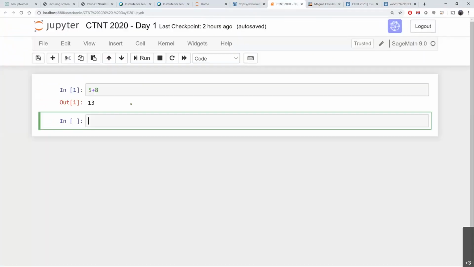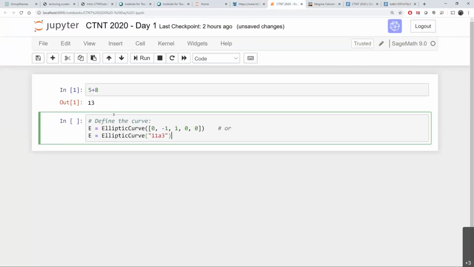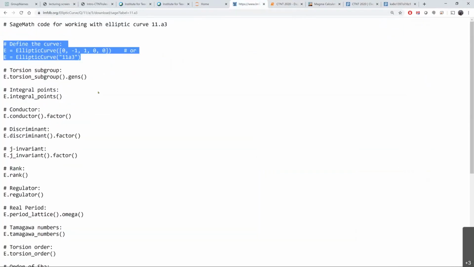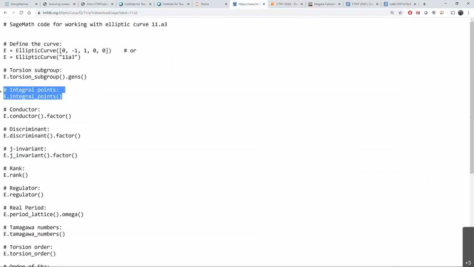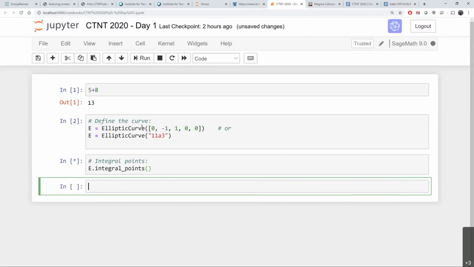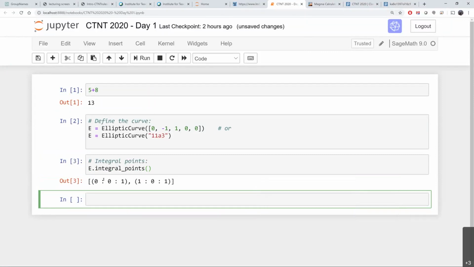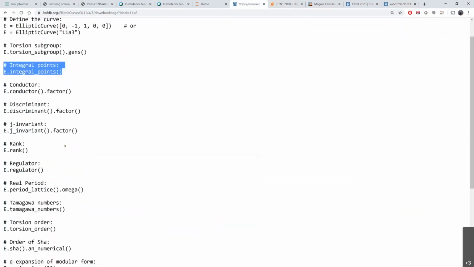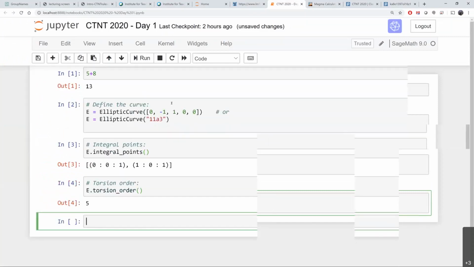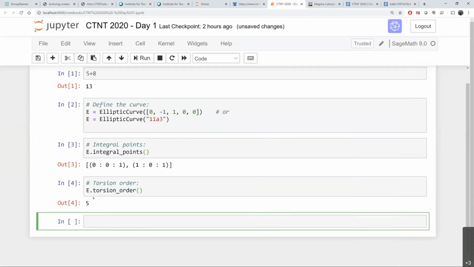Okay, in Sage, I can define the curves, shift enter to define the curve, and then I can find, for example, what integral points there are on this elliptic curve, and it will compute the integral points. So there's only two, (0, 0) and (1, 0), as integral points. Then we can find, for example, what is the torsion of this elliptic curve. Is there any torsion points? Yes, there's a point of order 5.